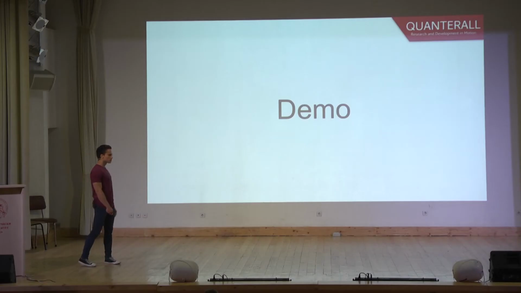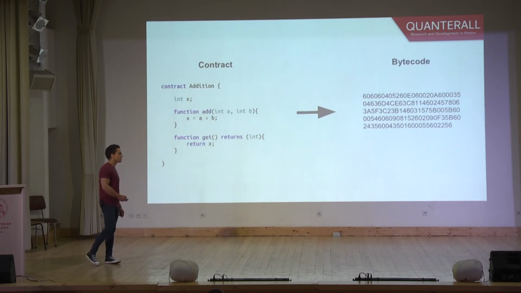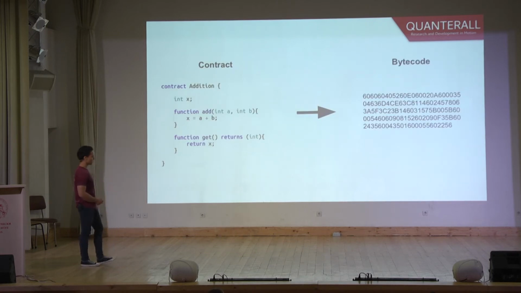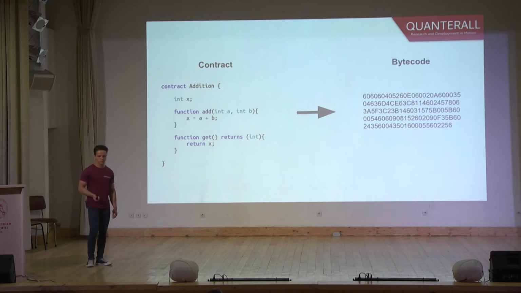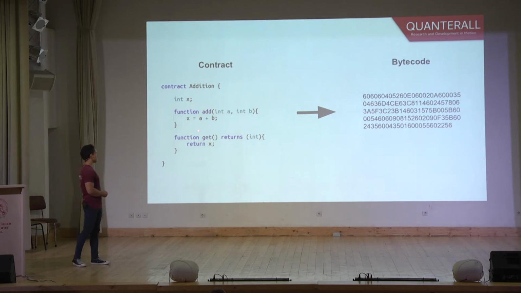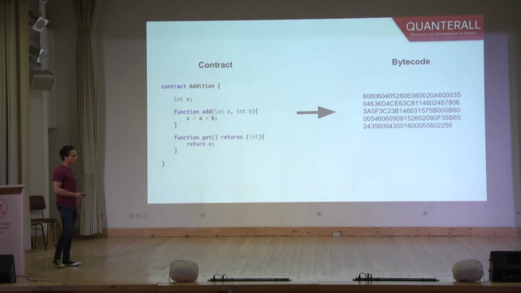So for a simple demonstration, I'm going to show you a very simple Solidity contract that has some persistent variable called x, and it is an integer. And this contract has 2 functions. One of them is an add function that takes 2 parameters, performs an add operation between them, and stores the result in this variable x. And the second function is to retrieve this persistent variable. So this contract in its function part translates to this bytecode here.